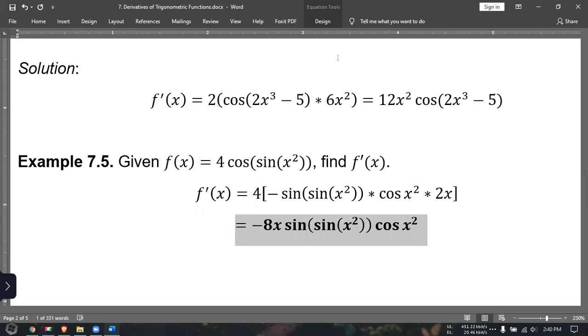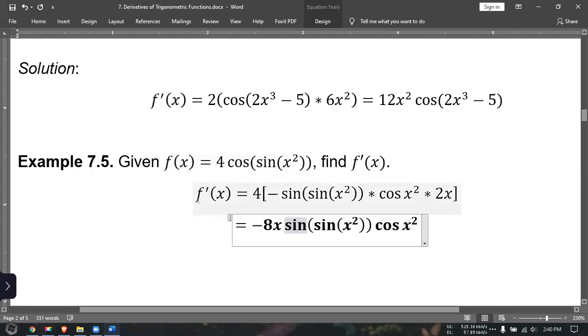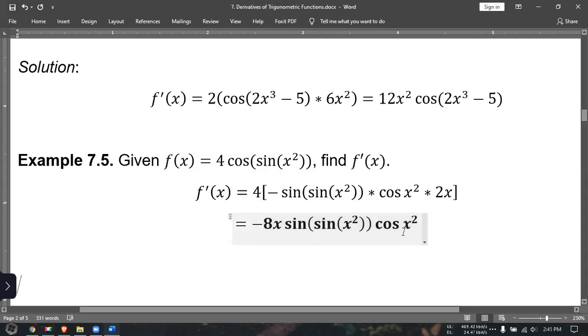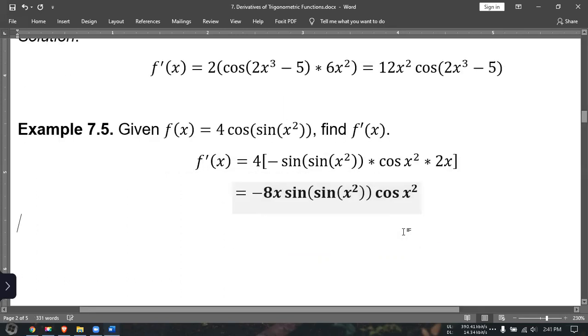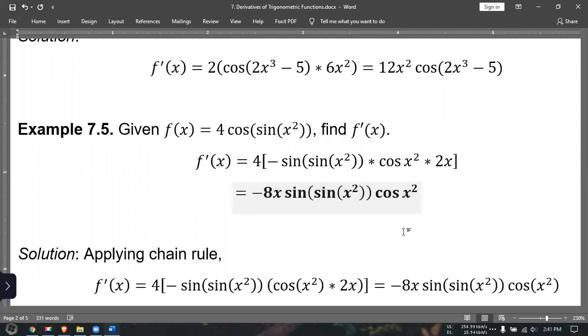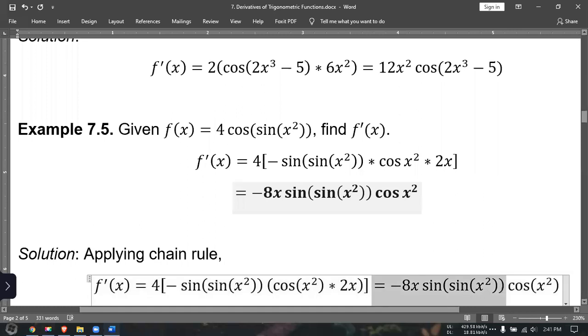But if you notice, our solutions from examples 1 to 5 are more or less just two lines. Just apply the differentiation rule and then simplify the answer. Ganun kadali ang differentiation. Let's verify this. This is the same as what is stated in our Google module. Negative 8x sine x squared cosine x squared.